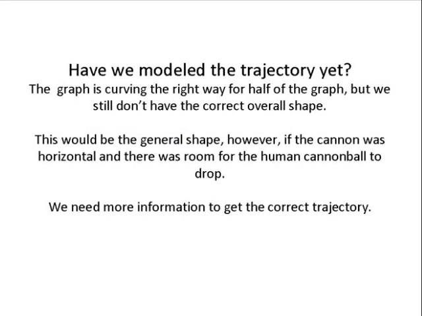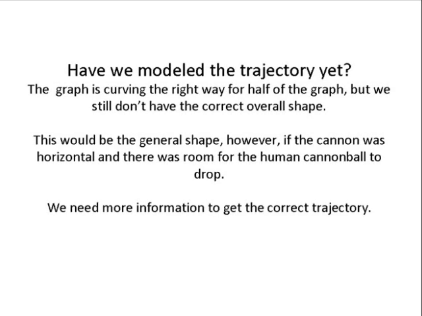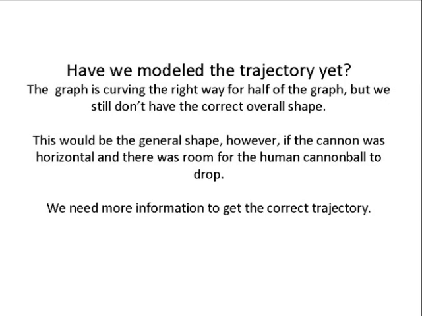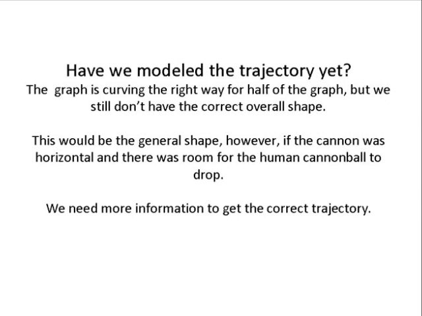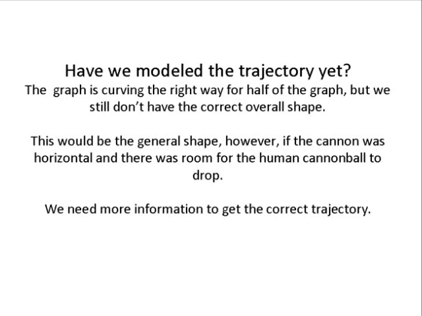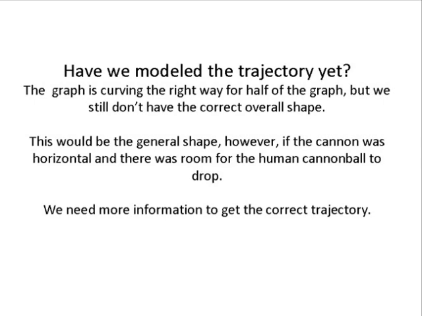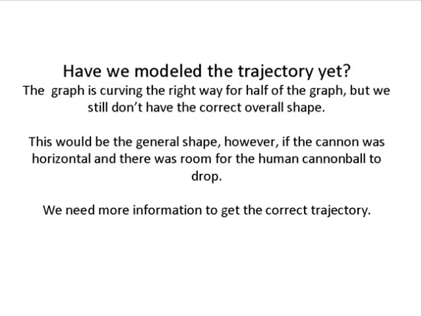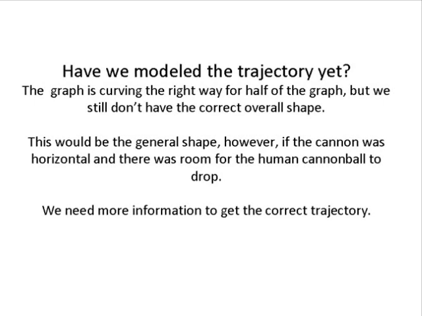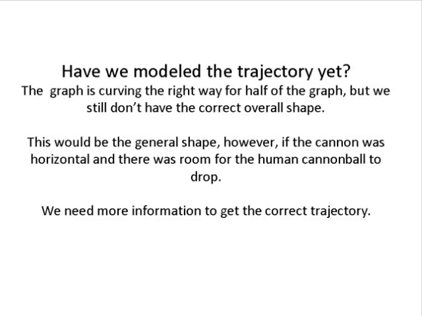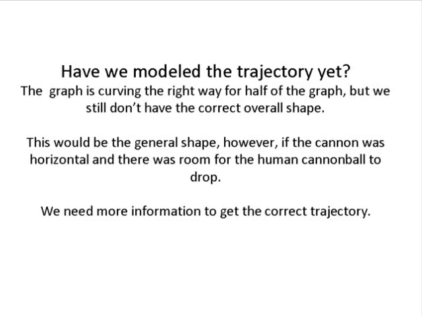Have we modeled the trajectory? No. It's about half of the graph, but we still don't have the correct overall shape. However, if the cannon was horizontal and we were shooting the human cannonball down into a big ravine somewhere, this would be roughly the general shape that the trajectory would take. So we're going to have to get a little bit more information before we can get the correct trajectory.